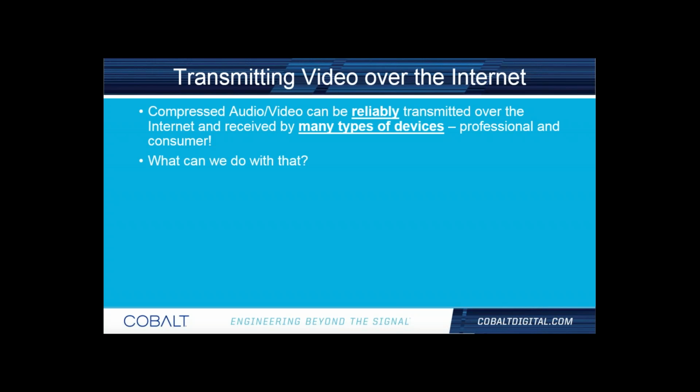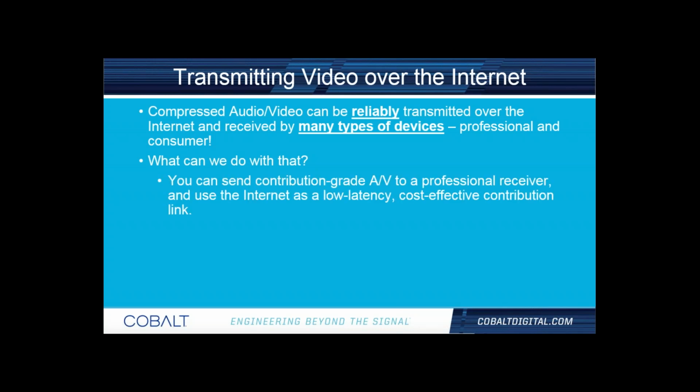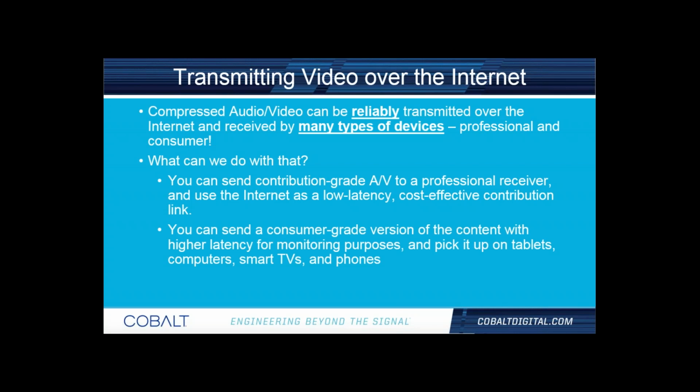So, as broadcast professionals, what can we do with that? There are basically two things you can do. You can send contribution grade AV to a professional receiver and use the Internet as a low-latency, cost-effective contribution link. We'll show you how to do that. Or you can send a consumer grade version of the content with higher latency for monitoring purposes and pick it up on tablets, computers, smart TVs, and phones.